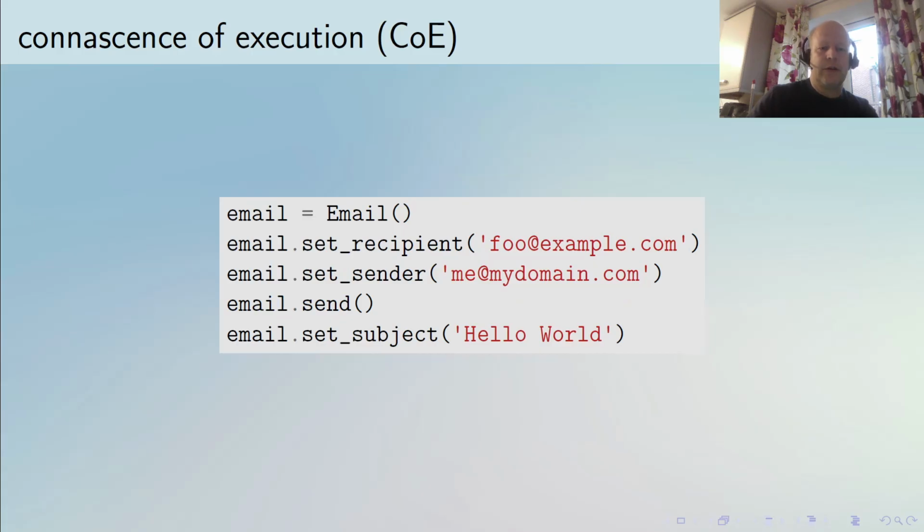Here's an example of a dynamic kind of connascence, the connascence of execution. Here we create an email object, then we set the recipient and the sender, and then we send the email. Then we set the subject, and obviously this is a problem because we should have set the subject before sending the email, which means there's a connascence of execution. You have to execute the method calls in a certain order.